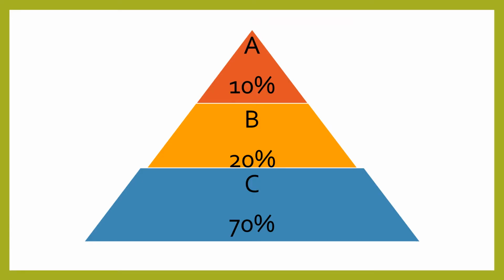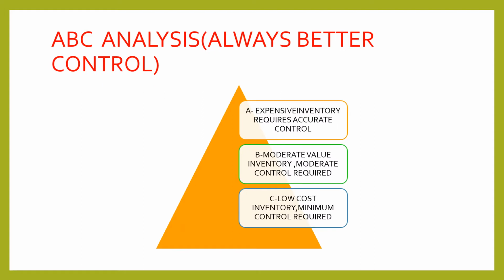So here, as you can see, I have made a triangle where I have categorized A, B and C as the inventories, and the percentage of usage of the inventories I have given. The percentage of usage for A inventory is 10%, B inventory is 20% and C inventory is 70%. So with this you can understand that this triangle I have given to make you understand the ABC analysis, that is the always better control.